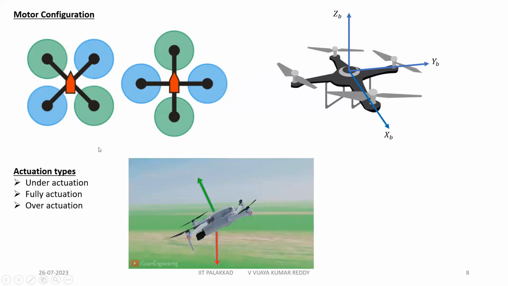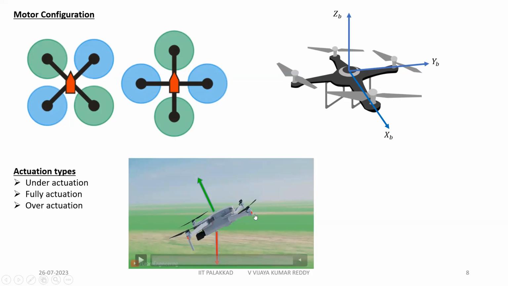Now we'll see the actuation types. What are the types of actuation? Let's say, for example, we have three: under actuation, fully actuation, and over actuation. As we discussed earlier, my drone cannot move in the X direction without tilting in some axis, with some angle, right? So that we call under actuation.